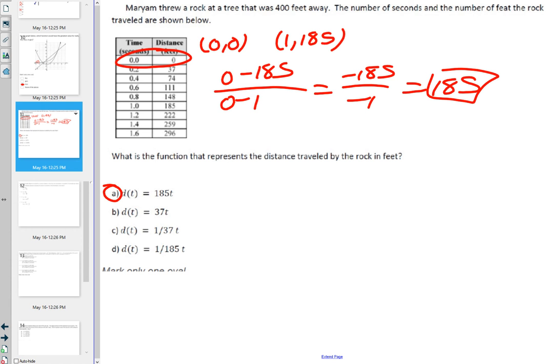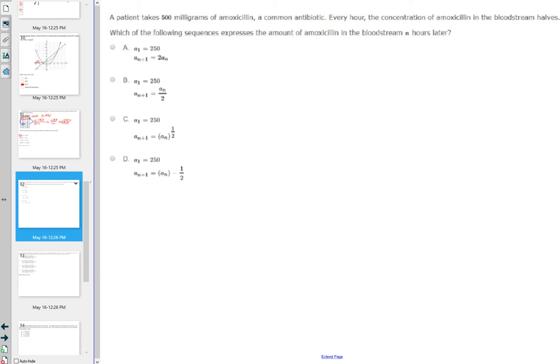Another way you can look at it, if you want to look at common difference, fine, look at common difference. But don't look at 0 to 37, look from 0 to where it becomes 1. For every 1 unit that x goes up, y is going up 185. Stop me if you're stuck on something.